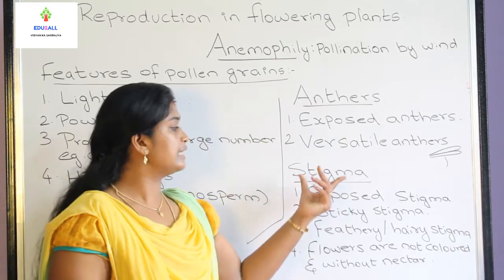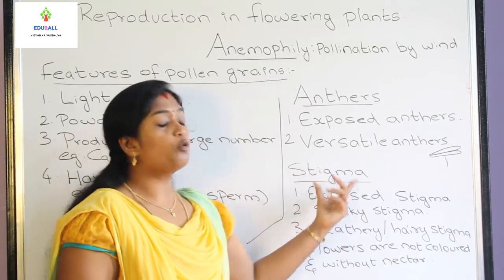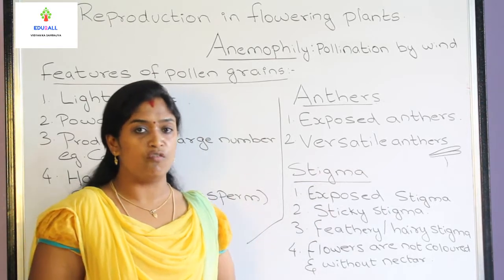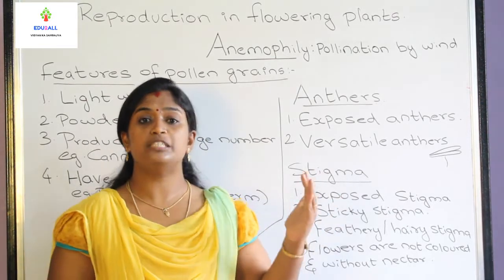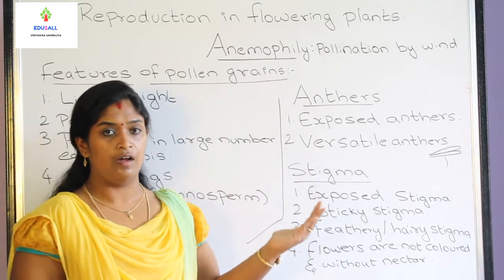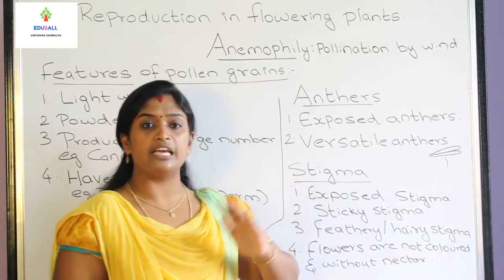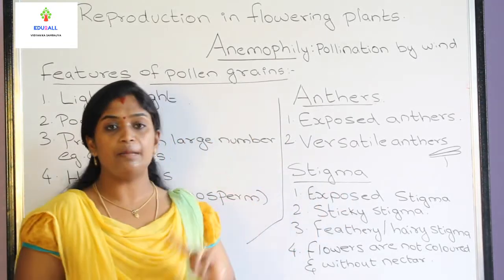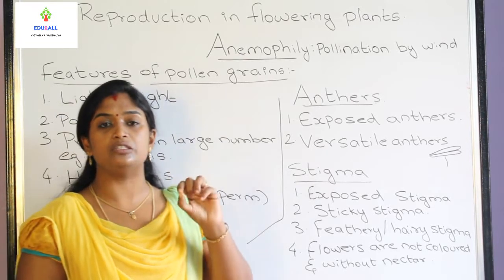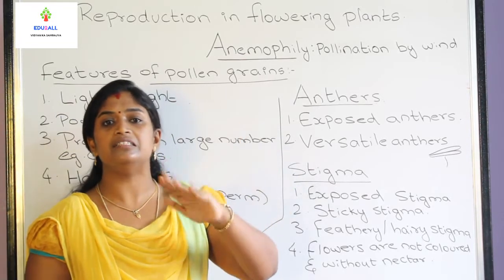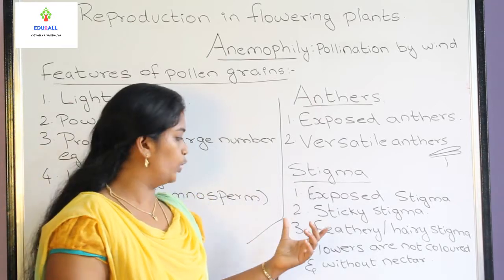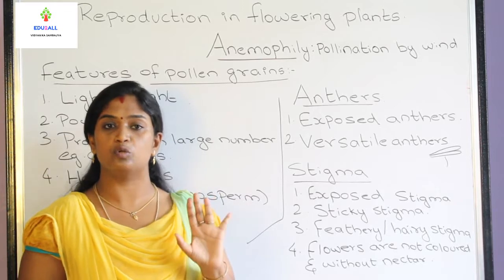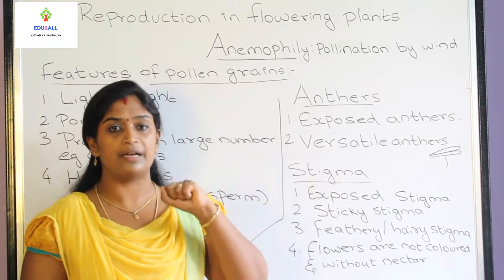The next thing is the adaptation of the stigma. Exposed stigma, we have seen in the case of oxalis and viola, that is, in pink kind of flowers, the stigma is exposed, that is, it will have a long style so that the stigma will be exposed. The second important thing is that the stigma should be sticky so that the pollen grains can easily settle on the stigma when they are being carried by the wind. The third feature is that it should have a feathery or hairy stigma so that the pollen grains will be trapped by the stigma.